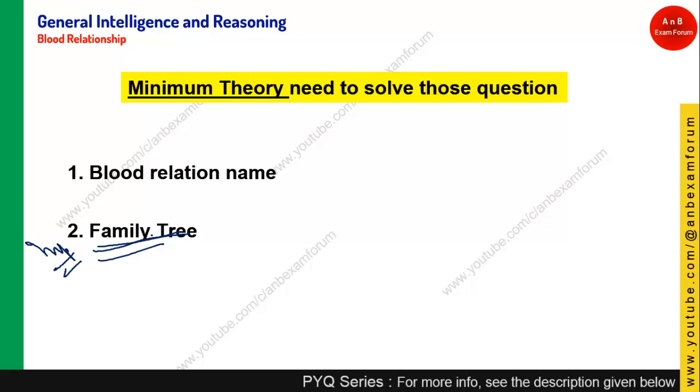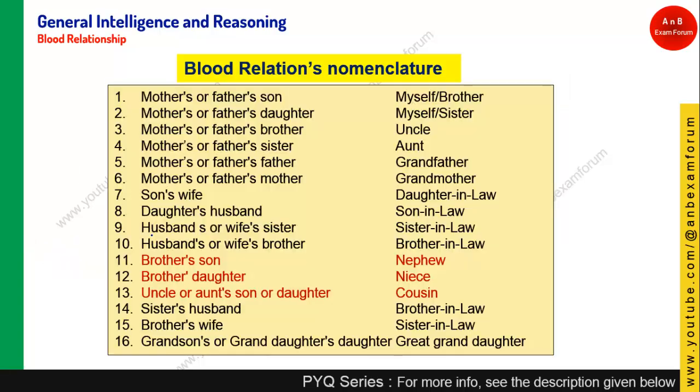It will take a lot of time to solve any type of questions related to blood relation. So the first is blood relation nomenclature. I can tell that 90% of you know the blood relation nomenclature. But for those who are beginners, those who are new to this particular topic, they can have a look at these particular relations, and the most important ones I've already put in red.